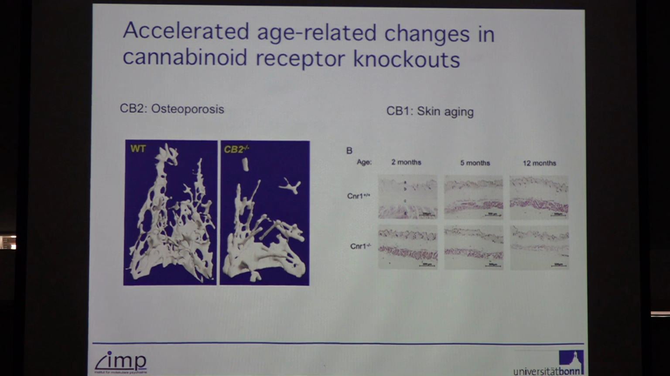Now if we look at the other knockouts, the CB2 knockout mice also have an age-related defect. They get a much more severe age-related osteoporosis than wild-type mice. And I talked to colleagues, they think that the metabolic effects of CB2 signaling can also be interpreted as a form of accelerated aging. So we believe that in the absence of CB1 signaling, those organs where CB1 signaling is physiologically very important age faster.